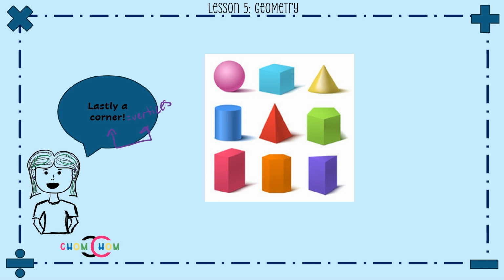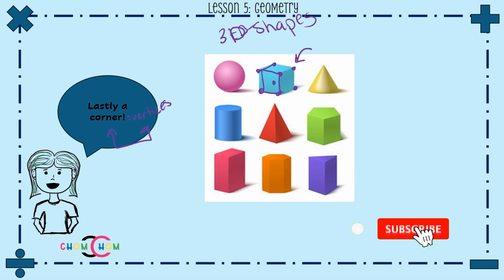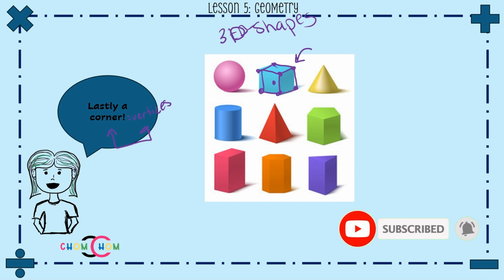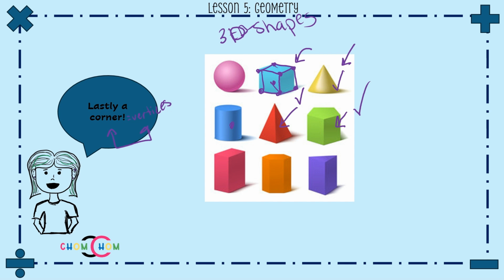So now we're going to look at corners and vertices in 3D shapes. Let's look at this cube first. Look, 2 lines meet each other there. So we have 1, 2, 3, 4, 5, 6, 7, and then 8 for the one that touches behind. So we can argue that this has corners and vertices. Does this one? Yes, it does. Does this shape? Yes.